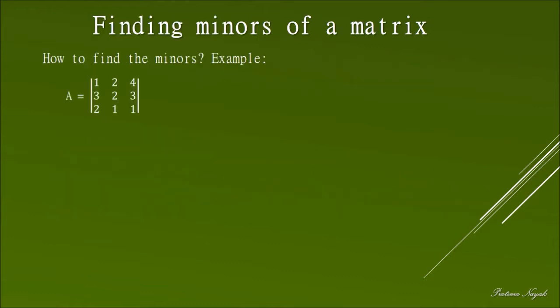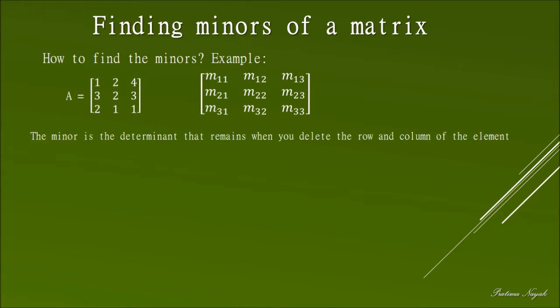So we'll start from an example. It is a 3 by 3 matrix. The elements are 1, 2, 4, 3, 2, 3 and 2, 1, 1. So for this matrix, we have to define the matrix of the minors. So it will be the element minors M11, M12, M13, M21, M22, M23 and M31, M32, M33. So the minor is the determinant that remains when you delete the row and the column of the element.